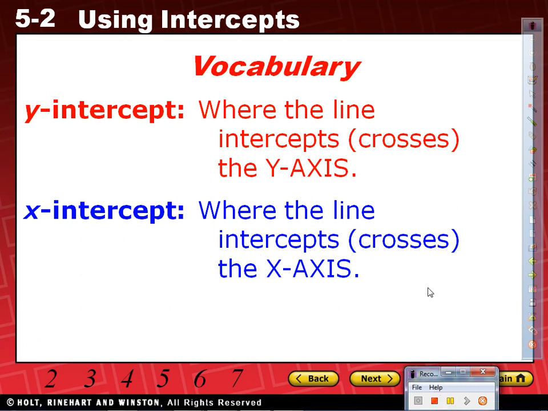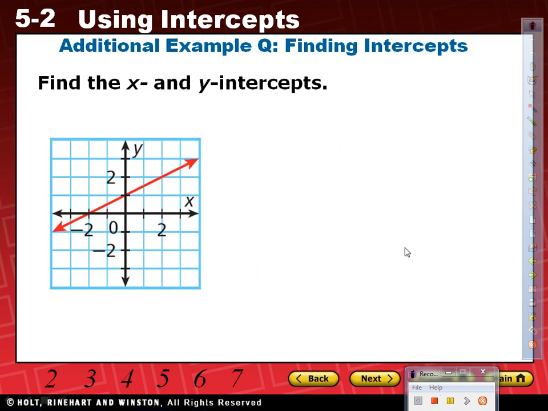Now, back to our notes. On the notes side, I want you to copy this next example, please. Example Q, and with your ruler, I want you to sketch this graph, please. And it says, find the X and Y intercepts. Sketch this graph. You have your ruler.